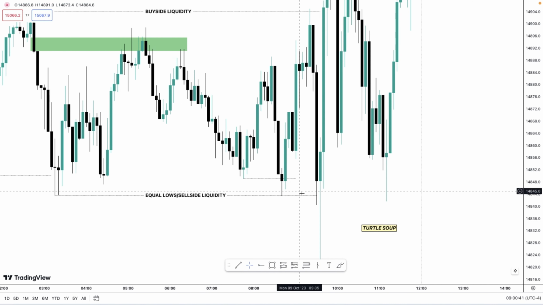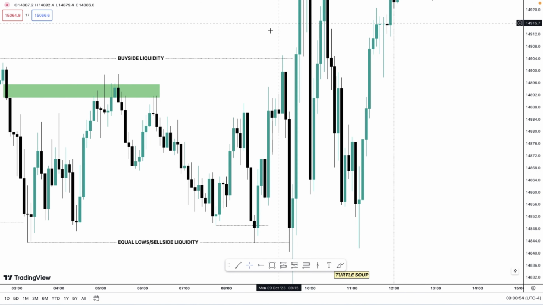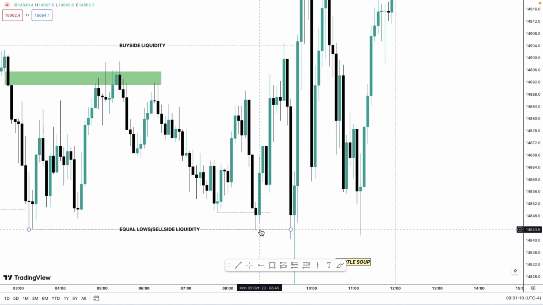Equal lows, they take out liquidity. Everyone was trying to buy because they thought this was a resistance. They take out all their stop losses. And then the algorithm enters a buy program. So you can see buy side liquidity being taken out. But what is actually more important is the swing high there. You can see this is the first swing high that gets taken out. I've been teaching that when you see a swing high being taken after taking liquidity, we call that a market structure shift.